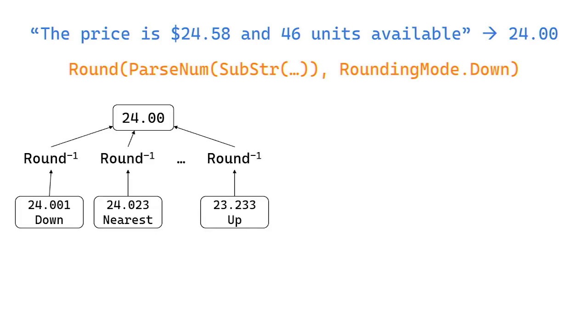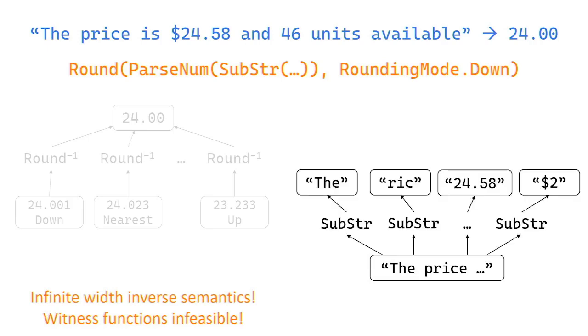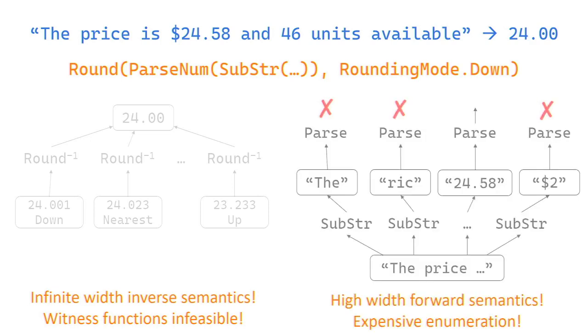If I start doing inverse semantics, there are an infinite number of numbers that can round to 24, right? So this is an infinite width tree, and I can't really explore it easily. If I start with the input and do forward semantics, I can keep applying this, but there are so many substrings, most of which won't parse as a number, right? This is not an infinite width tree, but it's still a really large width tree. So this becomes expensive again.